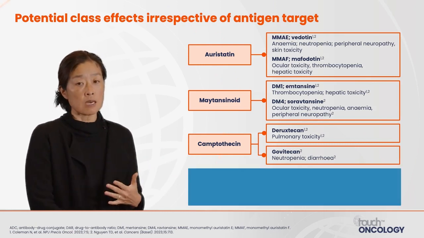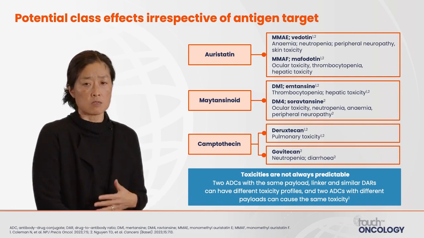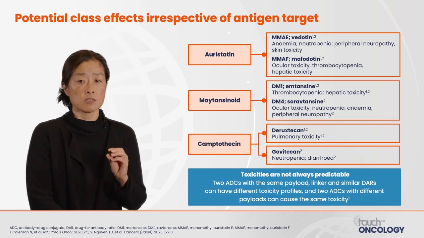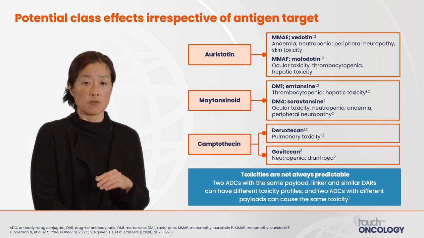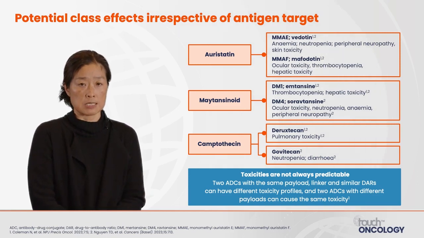The toxicities are not always predictable. Two ADCs with the same payload, similar linkers, similar antigen targets, similar DARs can have different toxicity profiles. And it's really important to know the AE profile of each ADC as you're using it so that you can manage it the best for your patients.